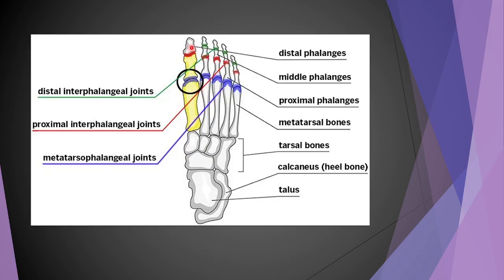Here is the distal interphalangeal joint. These are the phalanges. In the big toe there are the proximal phalanx and the distal phalanx. There is no middle phalanx, but in the rest of the toes there are middle phalanges also: proximal, middle and distal. Here is the talus and calcaneal bone. These are the tarsal bones. Okay, so next.